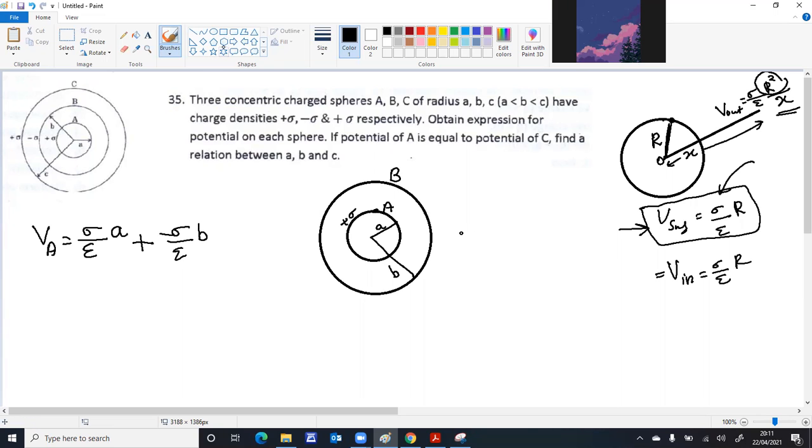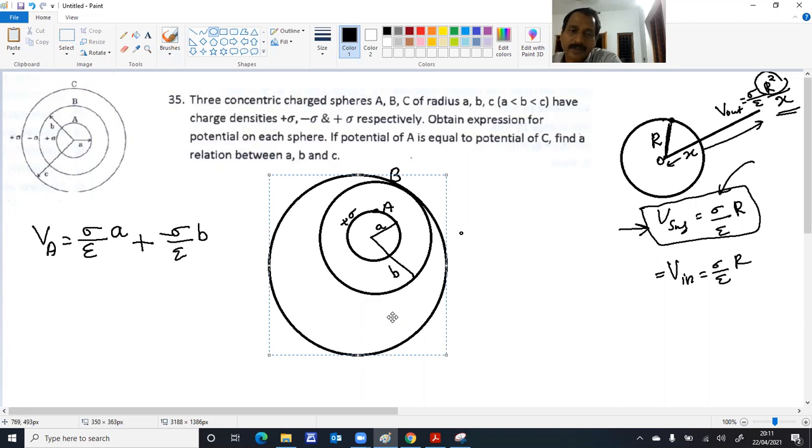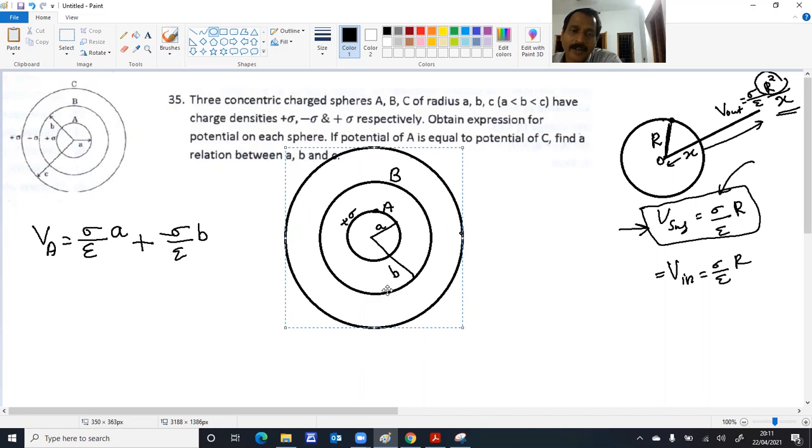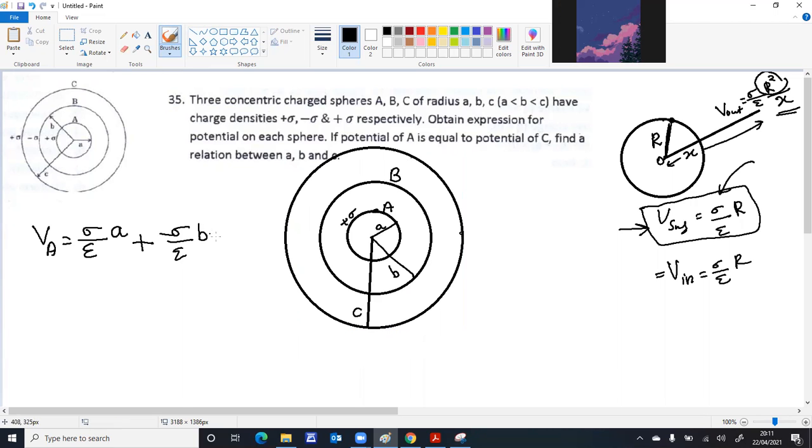Now, if I draw another sphere, C, that point is still inside C only, right? Yes, sir. So we'll use the formula sigma by epsilon and C. Can you check others if you're clear or not?